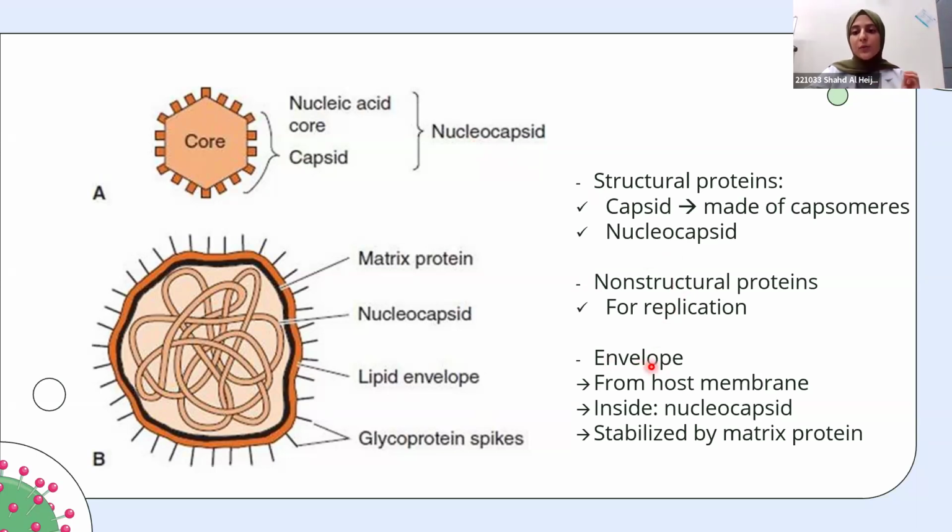And this is the envelope. We said the envelope is from the host membrane. So when the virus wants to leave the cell, we said we have either necrosis or budding of the cell. In case it buds, it will take a part of the cell membrane, forming the envelope. Why is this significant? What is the difference between enveloped and non-enveloped viruses?